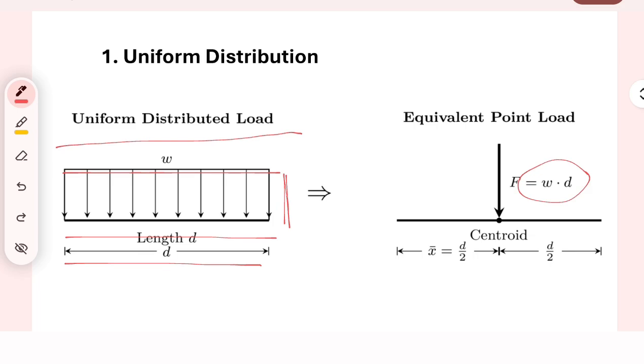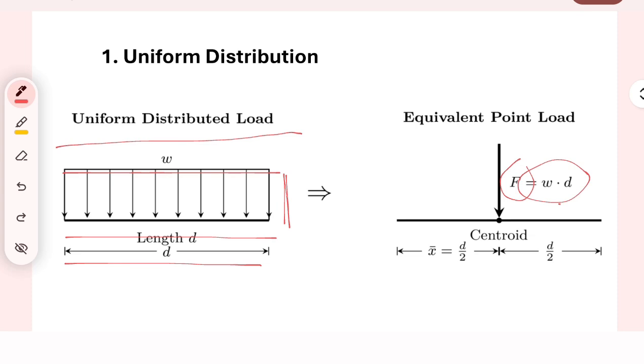So the force is simply the intensity of the distributed load, which is always given in the problem, and you multiply it with the length where it is distributed. And that is the single force F. Where will I place it? Where will I place the force F? I will place it at the centroid of the rectangle.